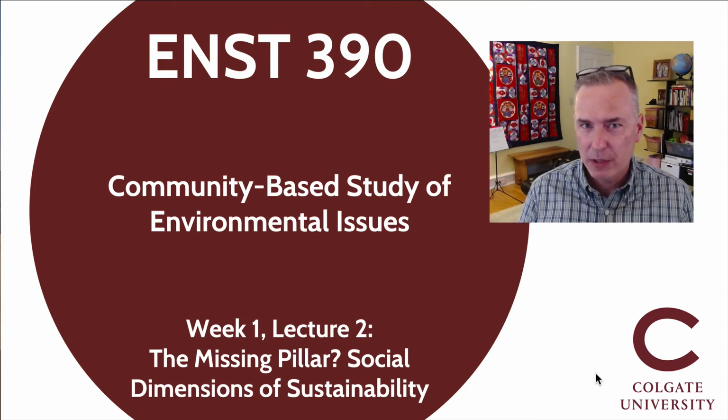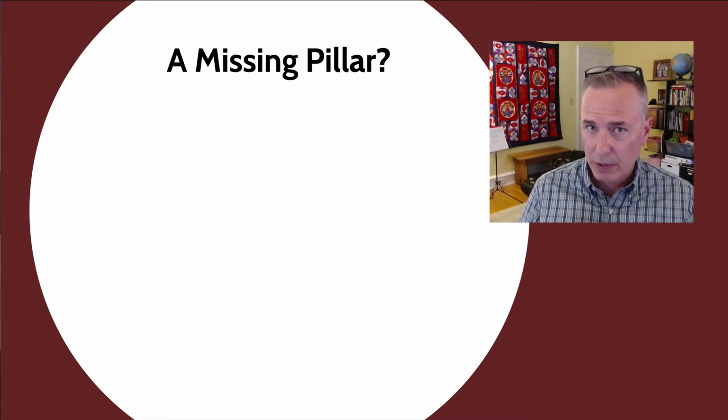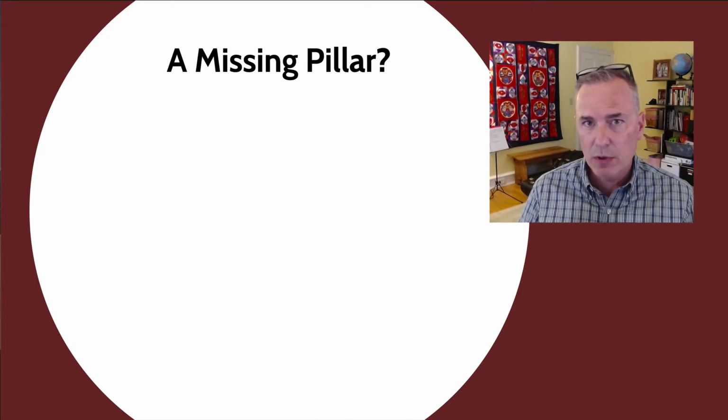Hey folks, welcome to our second lecture of week 1 where I want to go over the Bostrom article on the missing pillar in social sustainability. We talked in class about the 3 pillars, the economic, the ecological, and the social dimension of sustainability. And the Bostrom article really wants to focus on the social dimension.